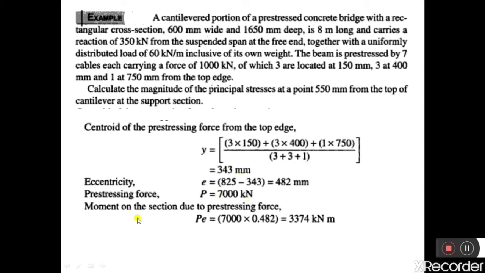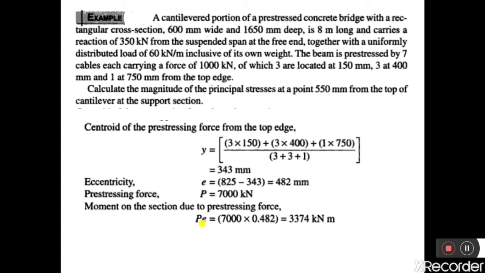So moment on the section due to prestressing force. This you should remember. In our previous examples, we have not calculated the moment on the section due to prestressing force, but here we are calculating the moment on the section due to prestressing force. This is because, see here, we are calculating the principal stresses at a point 550 mm from the top edge. So we need to calculate what is the moment.